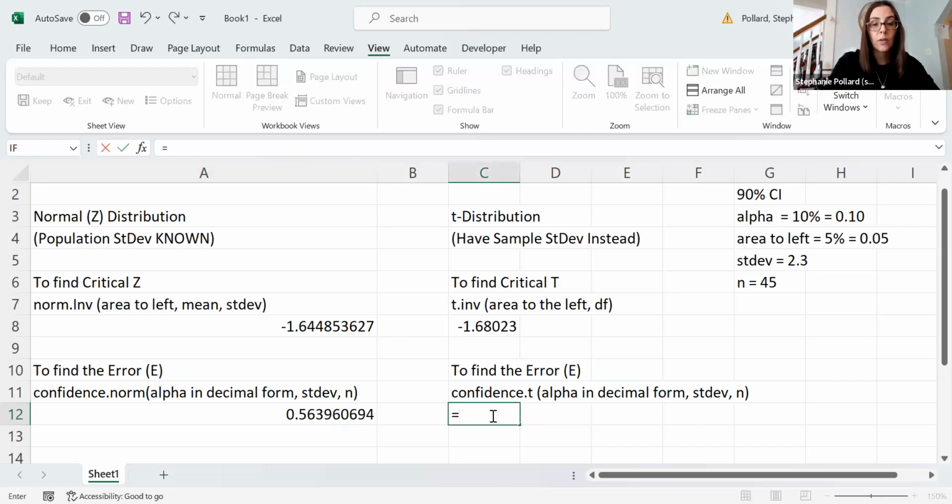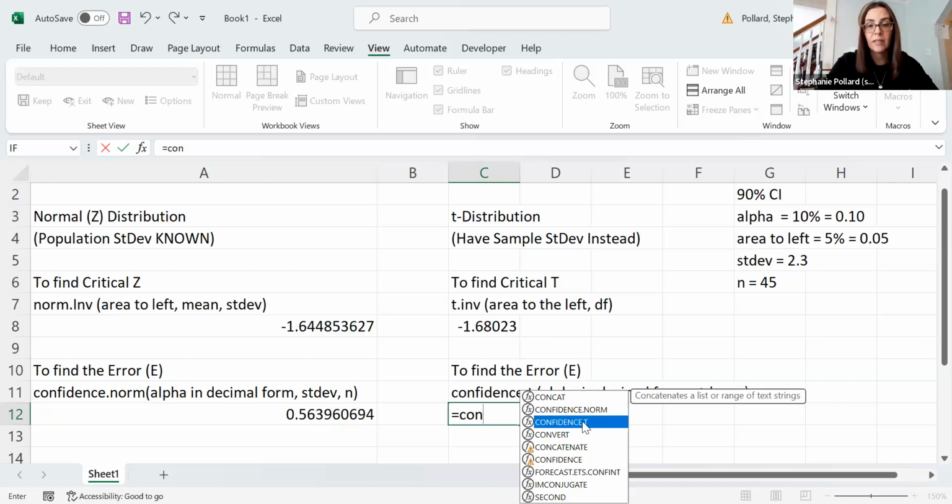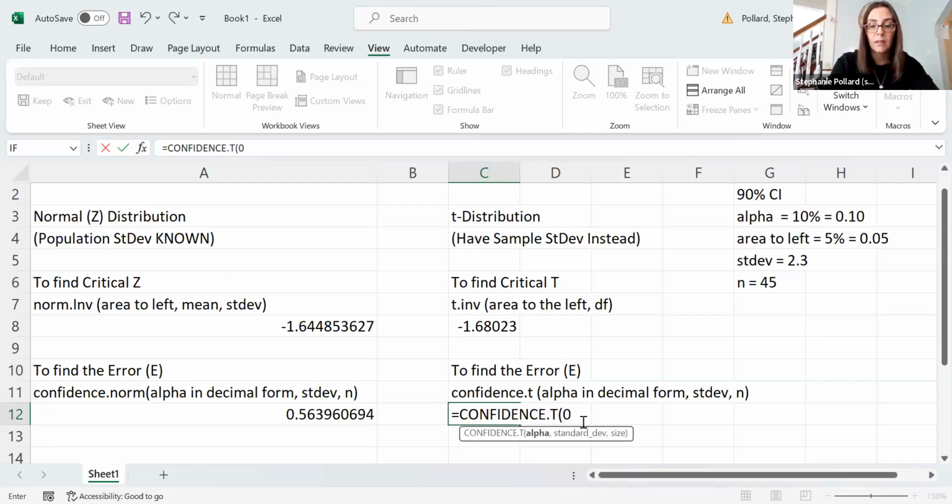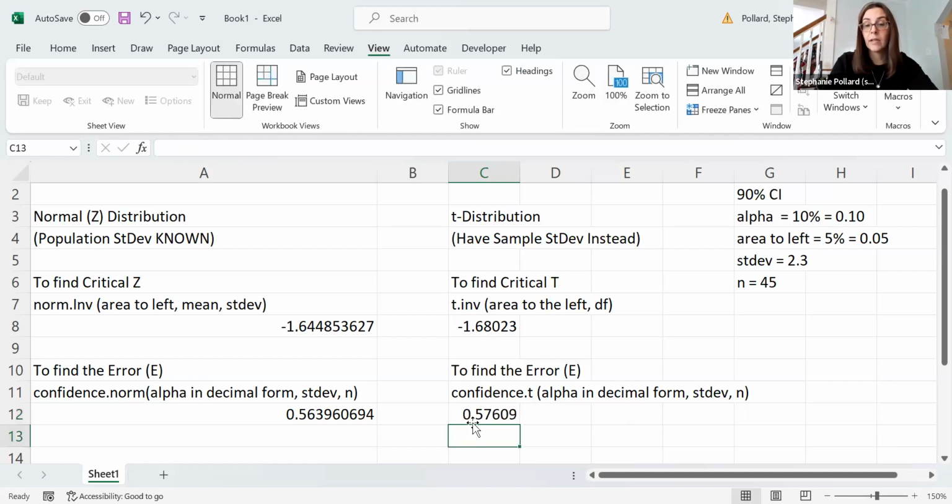If instead you were doing sample data, we can do confidence.t instead. The alpha here is 0.10. Our standard deviation, again, let's pretend this was sample data, is 2.3, and then our sample size here is 45. Again, notice it's a sample size now, not degrees of freedom. So the two formulas are very different going, vertically, from the critical values to the error. And then here our error is about 0.576.